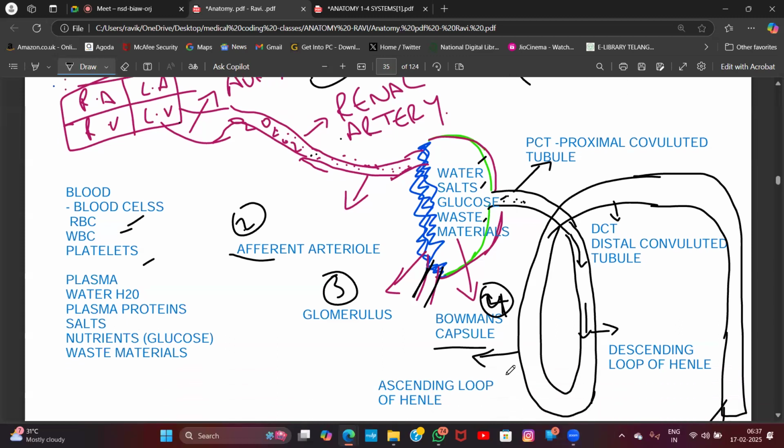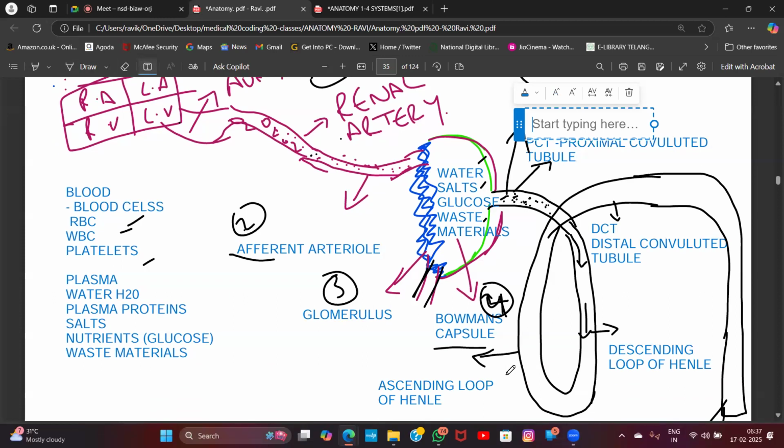This filtrate moves into the PCT. What happens in the PCT? In the PCT, there is glucose. Our body needs glucose. To get energy, we need glucose.